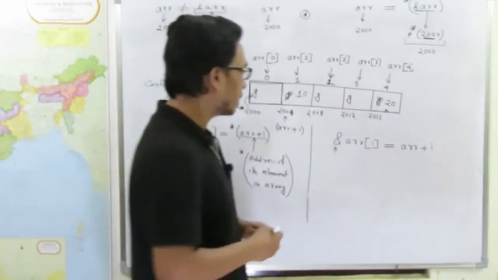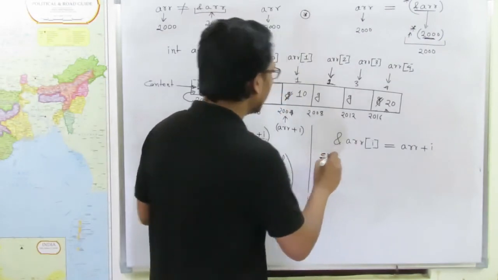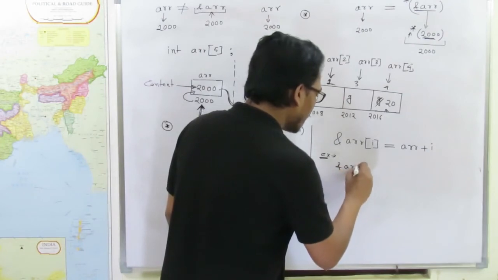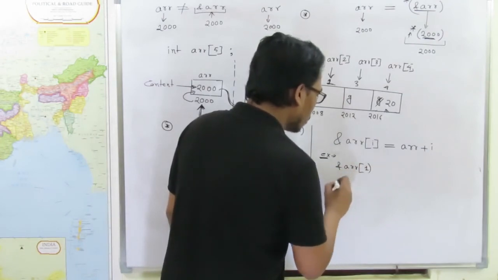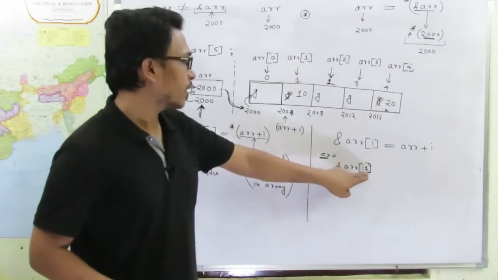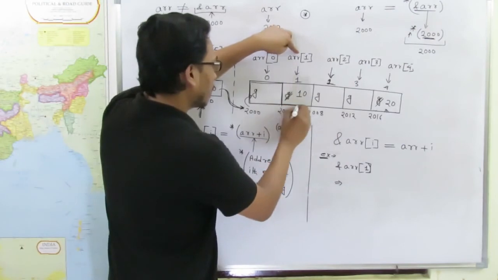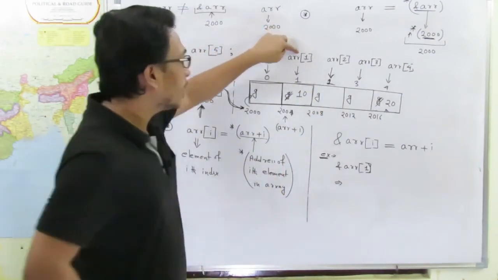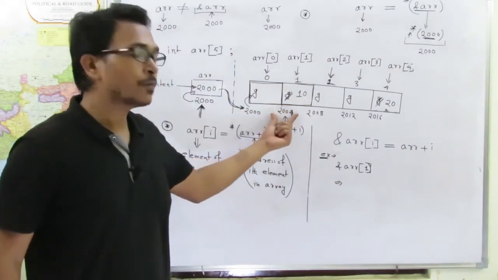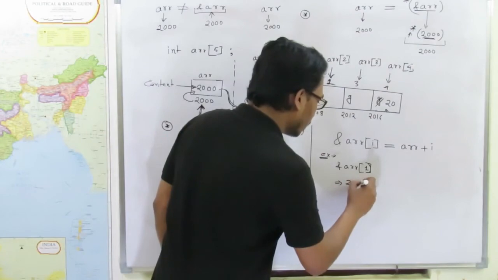Now let's take an example and see how the system will do this. Again we are doing the same one. Address of ARR[1]. So what will it give us? It will give us the address of ARR[1]. ARR[1] means this element, this particular block. So what is the address of this particular block? The base address of this particular block is 2004. So it will give us 2004.